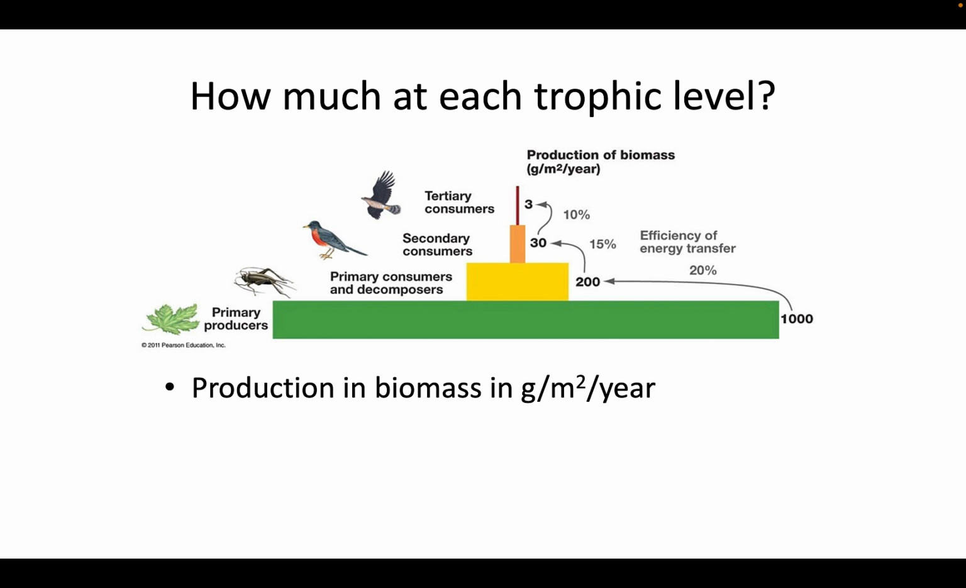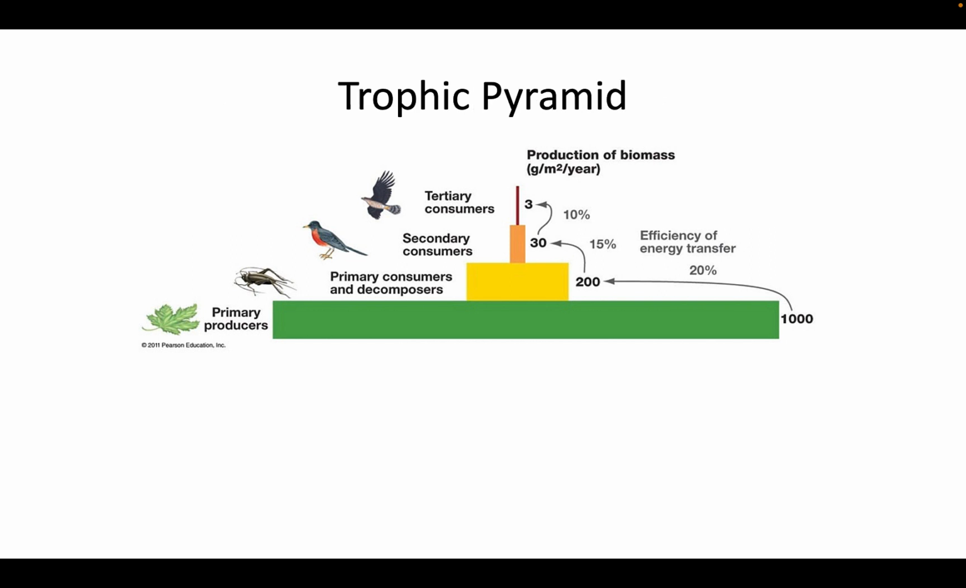So if an organism is at the tertiary consumer level, there's only a little bit of energy available to it for biomass production per year in a small area, so they would need to have a larger habitat, for example.